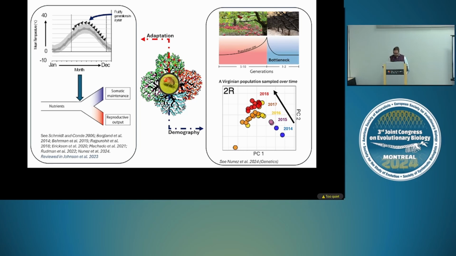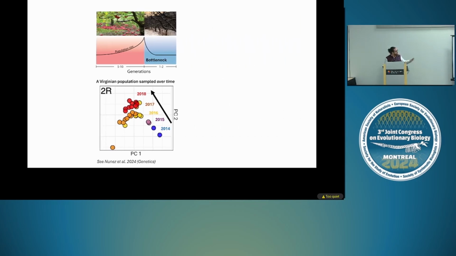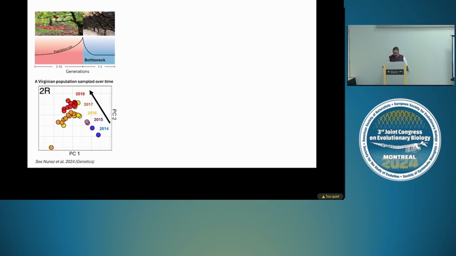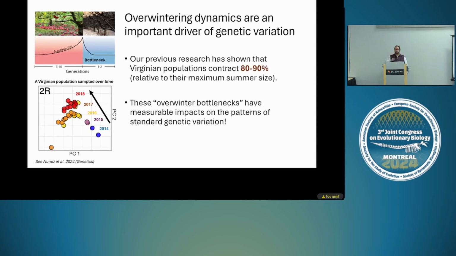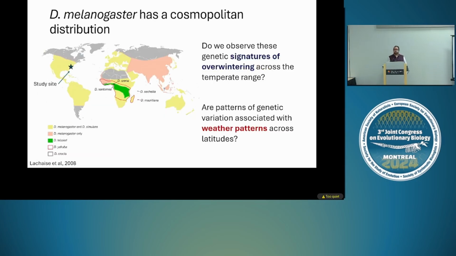A paper that was recently published by Alan Berglund and myself actually looked into some of this phenomenon, and we were able to show, using data from one population in Virginia, which we studied extensively, that these overwintering bottlenecks have tremendous consequences for the genetic structure of these natural populations. Part of that is driven by some of our estimates, which show that these bottlenecks can be on the order of 80 or 90%, so quite strong demographic events.